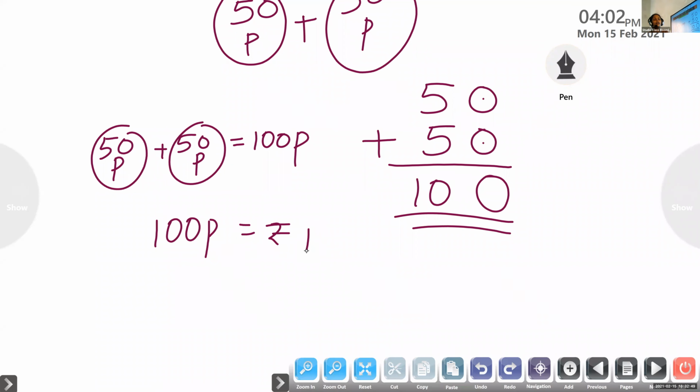Two 50 paisa coins will make 100 paisa. That 100 paisa means it is rupee 1. Or we can say two 50 paisa coins means it is 1 rupee. Rupee 1. Understood? Rupee 1.